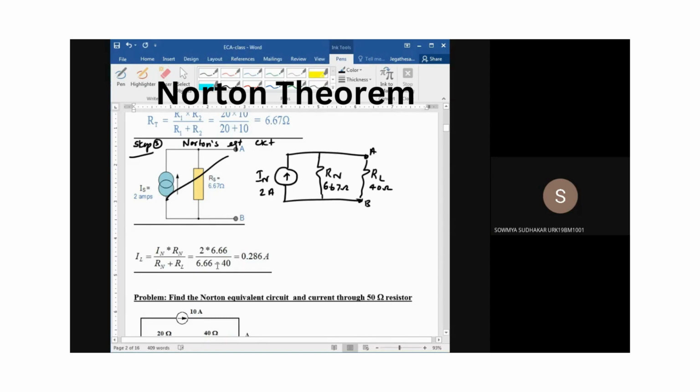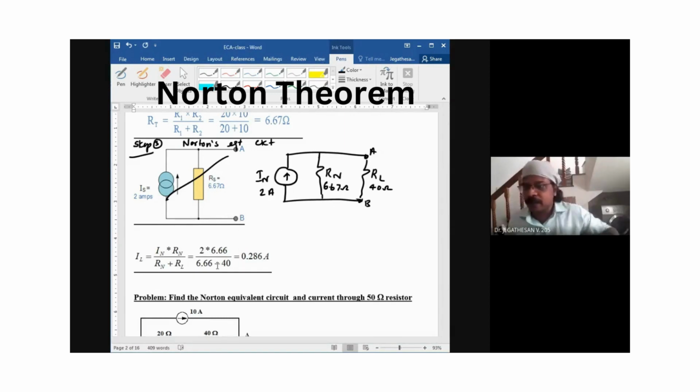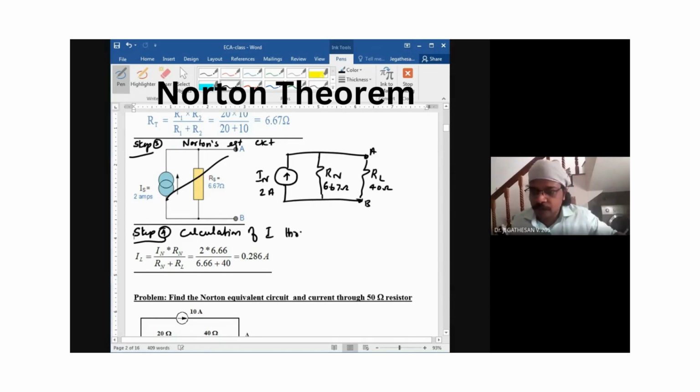Now we are going to step 4, the last step. Step 4: calculation of the load current, the current through the 40 ohm. That is IL. You know the formula. Please refer to your notes, students. IL is equal to... Can somebody say the equation for IL, which I have given earlier?